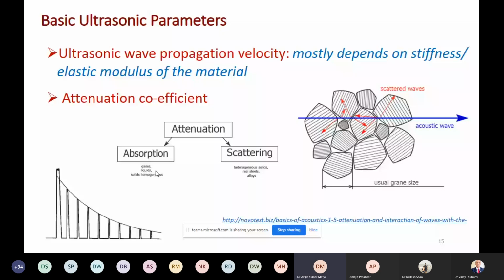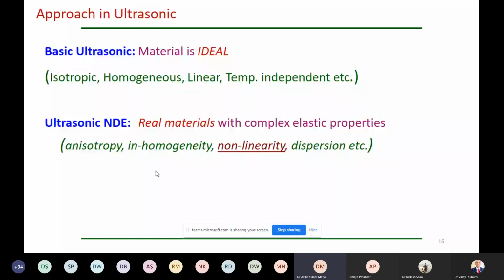Now, whatever I have told is the basic, or conventional, ultrasonic technique, in which we assume that the material is isotropic, homogeneous, linear, and time independent. But in reality, it is not so. Real materials have very complex elastic properties. Most importantly, nonlinearity is there within the material. So how do we counter that nonlinearity within the material using ultrasonic waves? Using what I have told now, if I send an ultrasonic wave within a material, I send very low power, so it only interacts with some macroscopic level of defect or macroscopic features in the material.